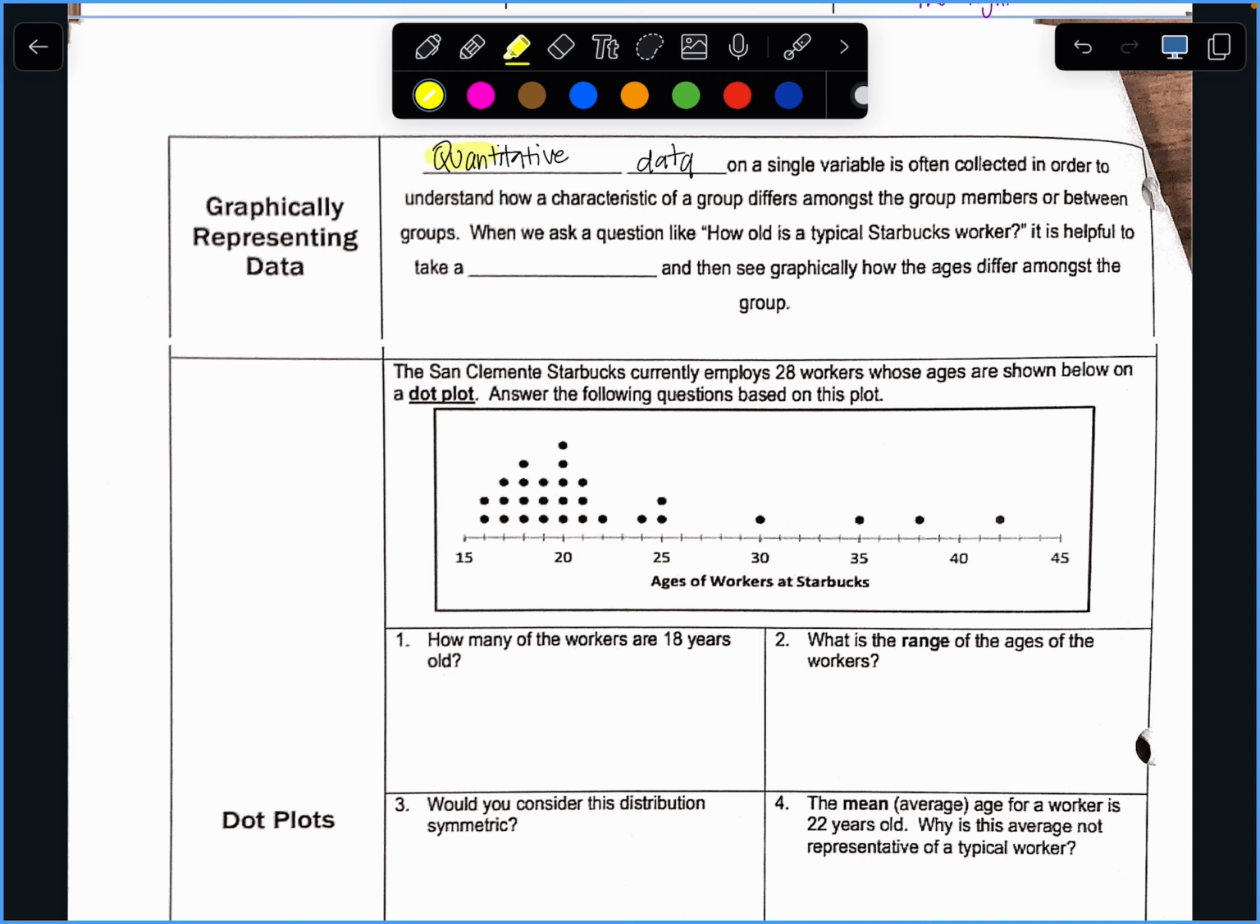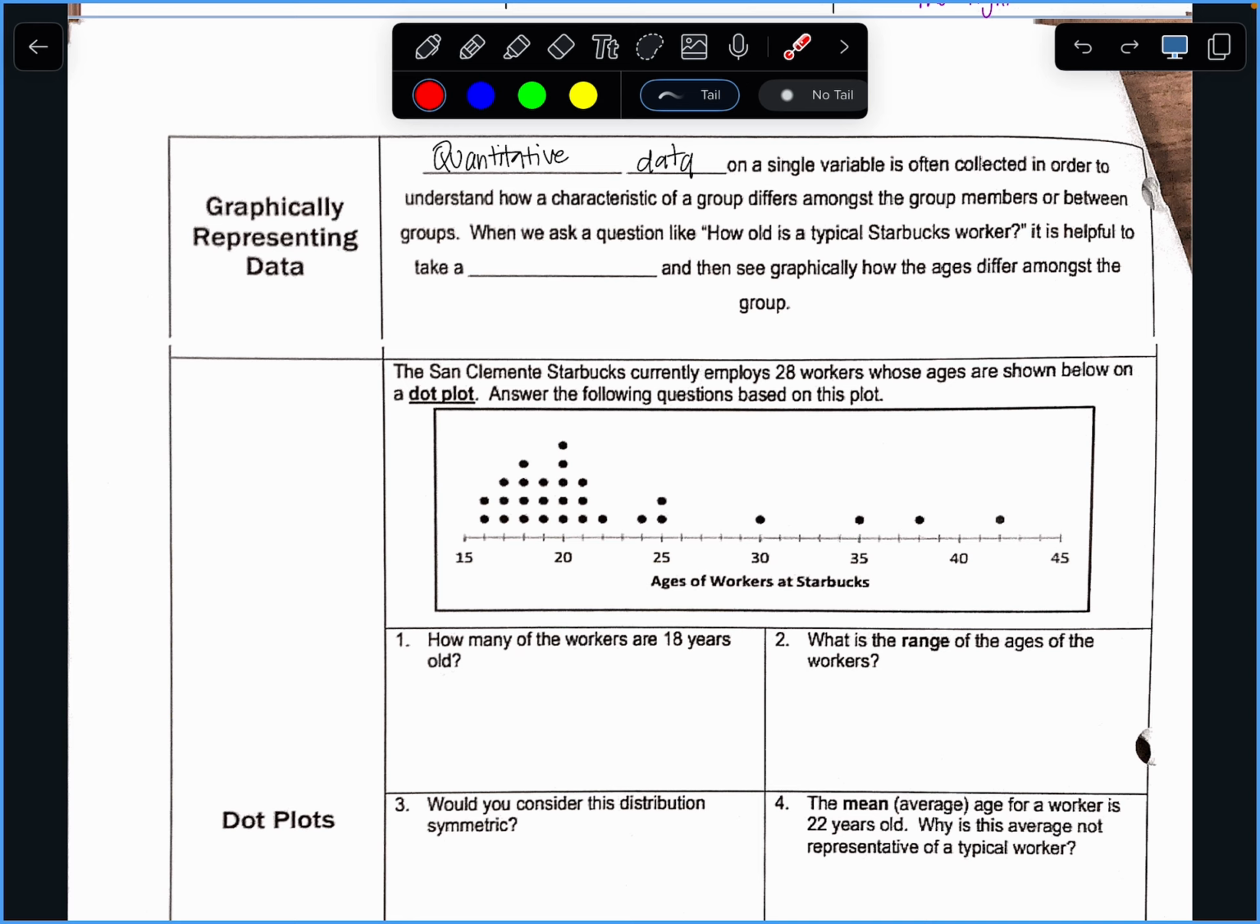So the root word is quant, like quantity, right? Like quantity. How much of this? How much of that? Or in Spanish, it means cuánto, like it's asking you for a number, like how much of this or that. So quantitative data will always give you a number. Data on a single variable is often collected in order to understand how characteristics of a group differ amongst the group members or between groups. When we ask a question like, how old is a typical Starbucks worker, it is helpful to take a sample and then see graphically how the ages differ amongst the group.